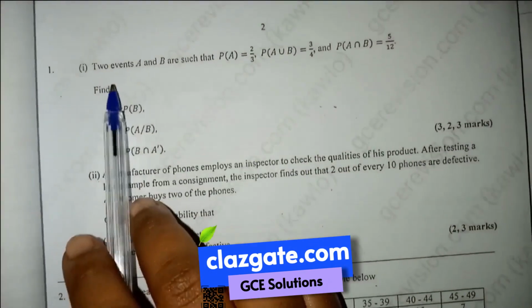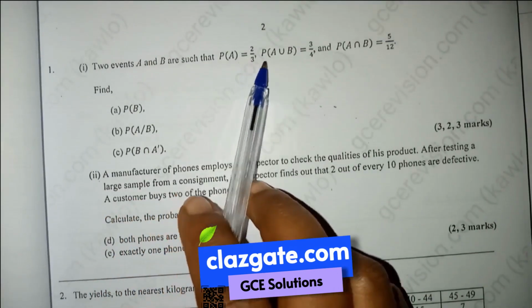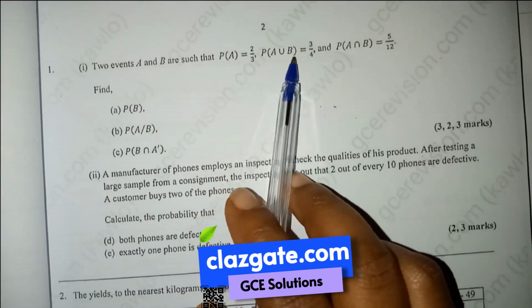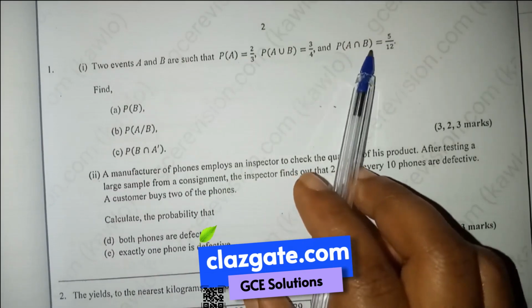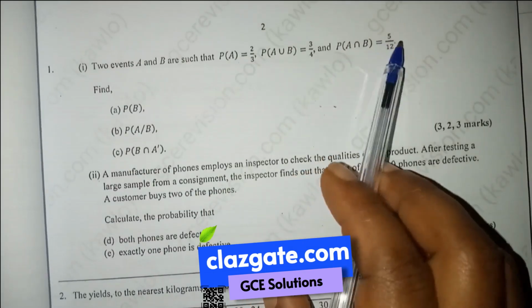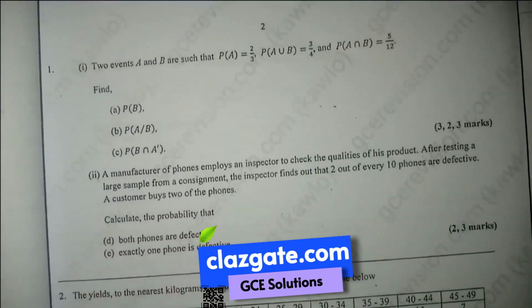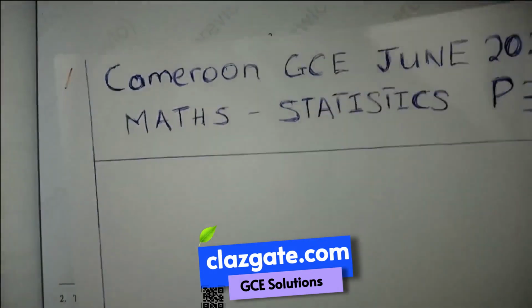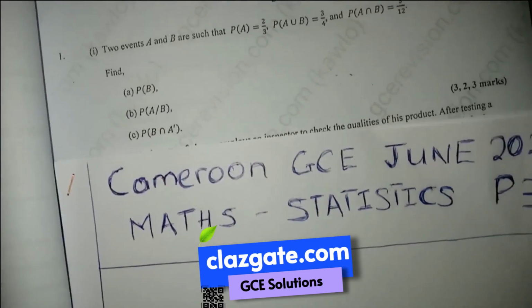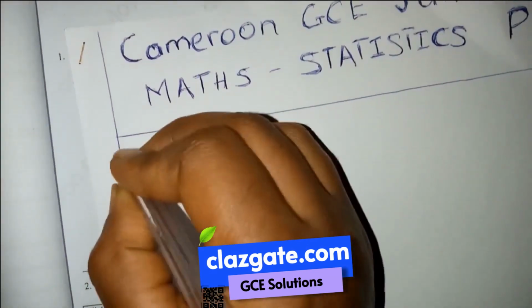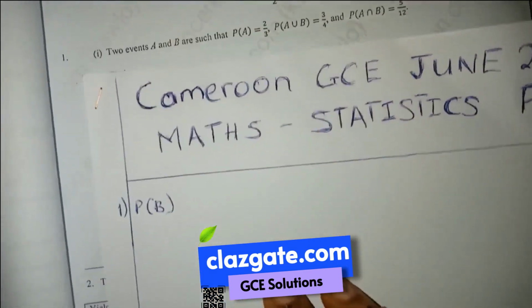Our first question says that two events A and B are such that the probability of A happening is 2 on 3, the probability of A union B happening is 3 on 4, and the probability of A intersection B happening is 5 on 12. Find the probability that B happens. So in question 1, we are being asked to find the probability of B.